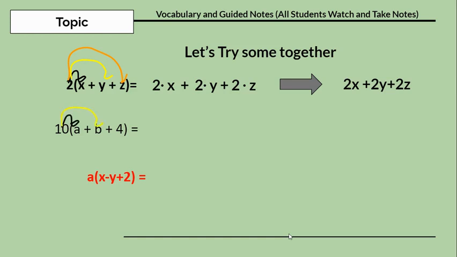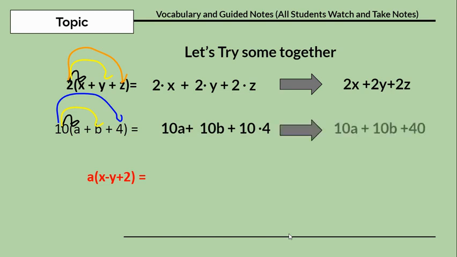Let's distribute the 10. 10a, 10b, 10 times 4. We can simplify the 10 times 4 a little bit more. 10a, 10b plus 40. And then the last one, a times x minus, don't forget the minus in there, a times minus y, a times 2. And that's as simple as we can get it. There's no numbers to multiply together.